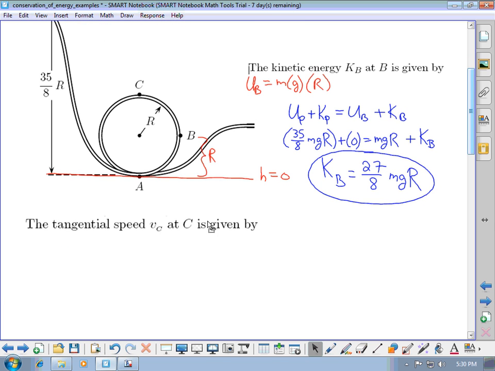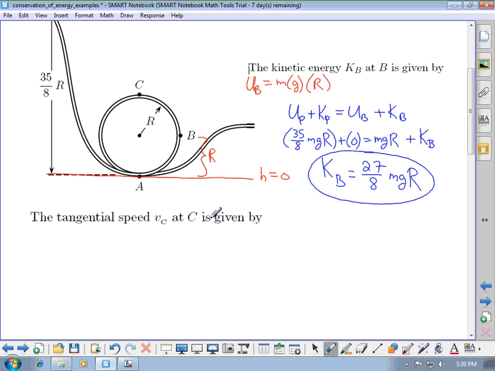If I want to find the tangential speed at point C, the tangential speed is the speed that's tangent to the circle. So that's the speed that we would be finding most times. To do that, the potential energy at point P plus the kinetic energy at point P has to equal the potential energy at point C plus the kinetic energy at point C. Again, point C is at a height of 2R above where I called the height equal to 0.